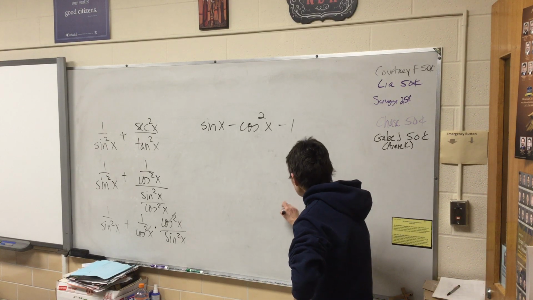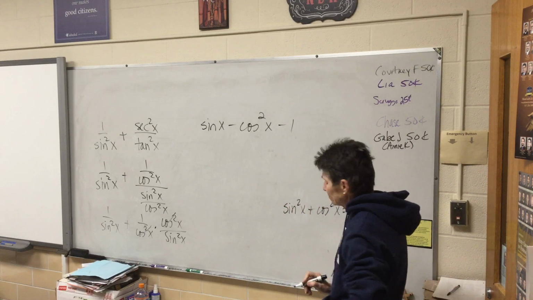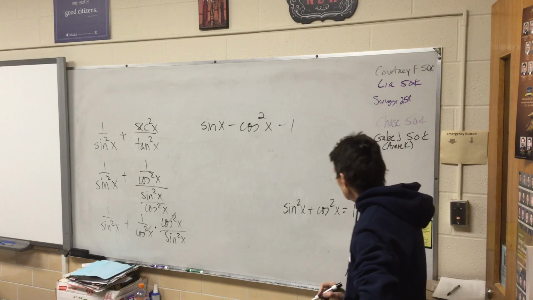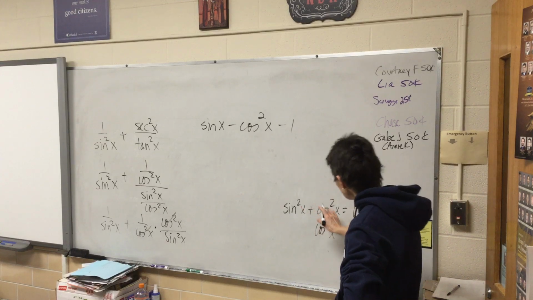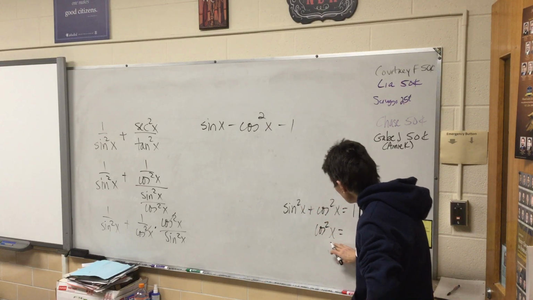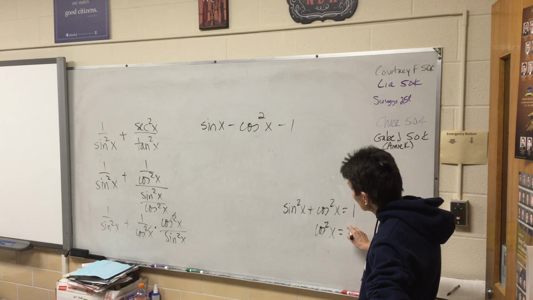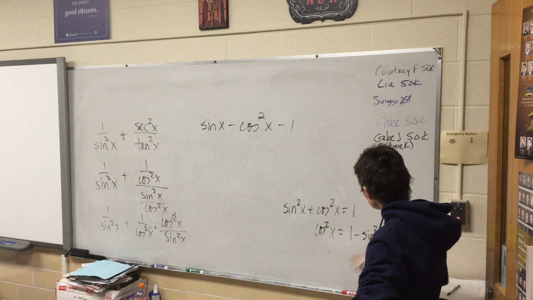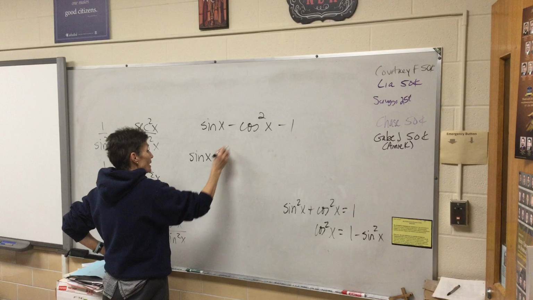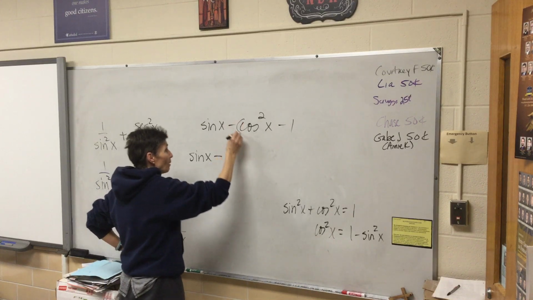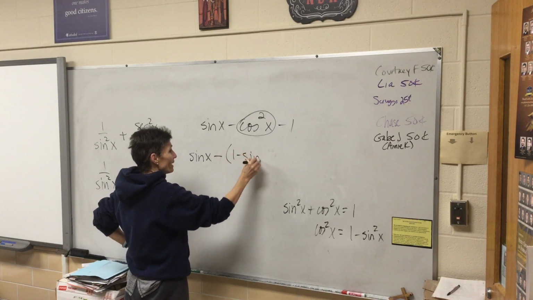I know that sine squared plus cosine squared is 1. That's fact. So what does cosine squared equal? Sine squared plus cosine squared is 1. So what does just cosine squared equal? Cosine squared equals 1 minus sine squared, yep. So I'm going to come up here, and I'm going to see what happens when I take out my cosine squared and replace it with 1 minus sine squared.